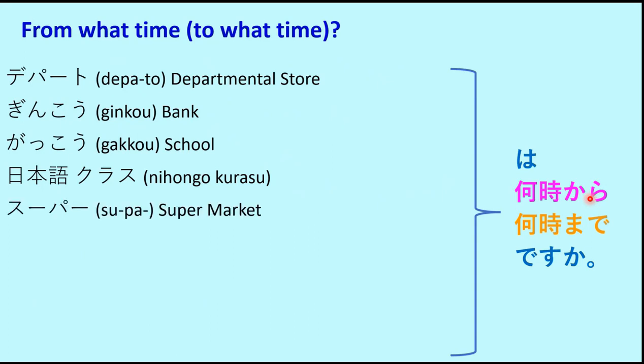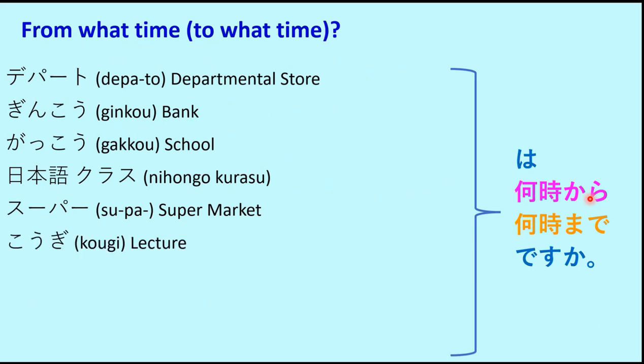Super. Super means supermarket. Super wa nanji kara nanji made desu ka? Super wa, if it is from 8 a.m. in the morning till 10 p.m. at night, then it will be super wa gozen 8時から午後10時までです.